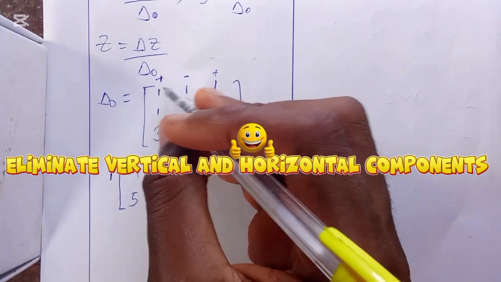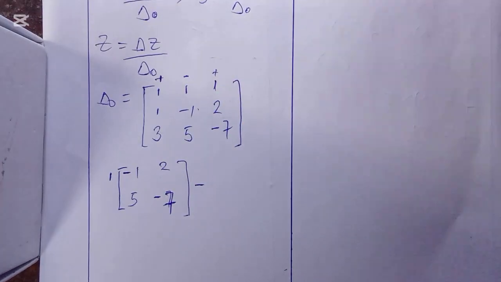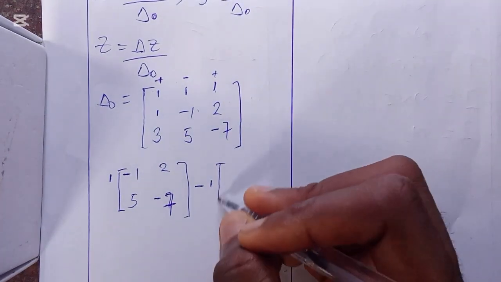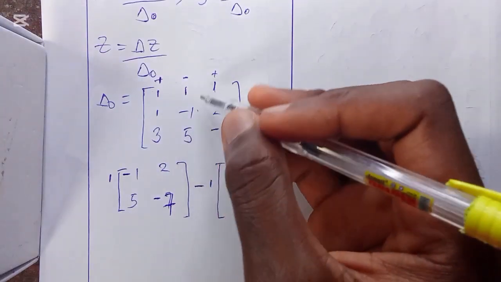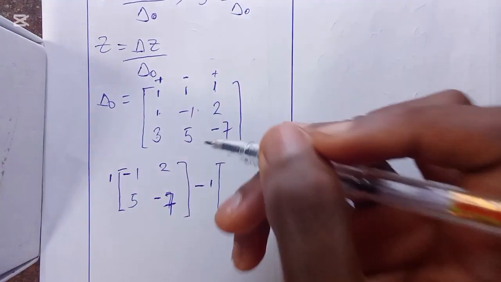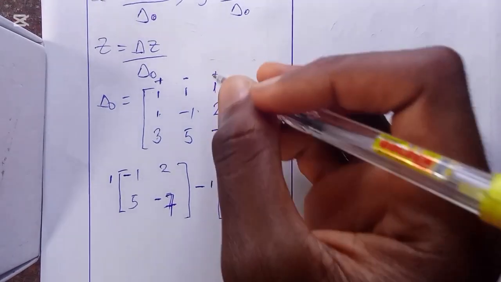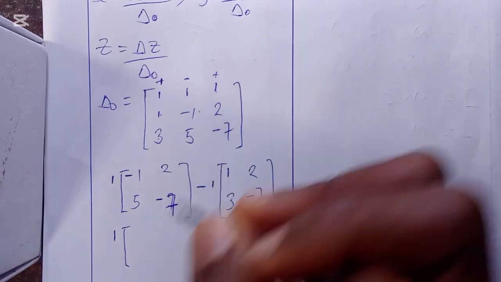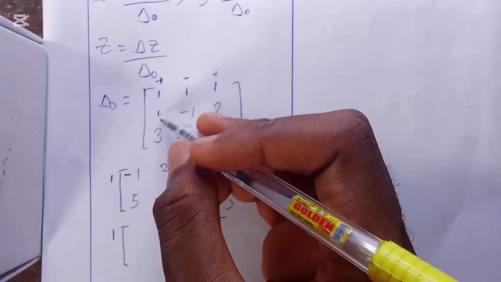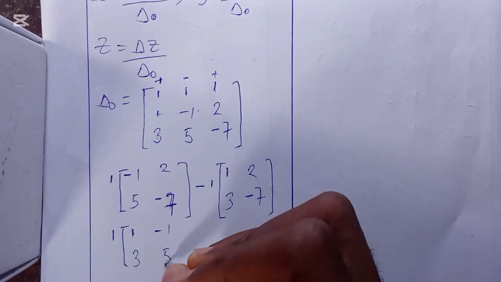Next one. This is what? I want to say plus, minus, plus. This is minus. What is this? This is 1. Open your bracket. Eliminate the same thing, vertical and horizontal components. We eliminate here and here. What do you have left? We have these guys, which is 1, 3, 2, minus 7. And finally, we have plus 1. Eliminate here and here. What do we have left? We have 1, 3, minus 1, and 5.